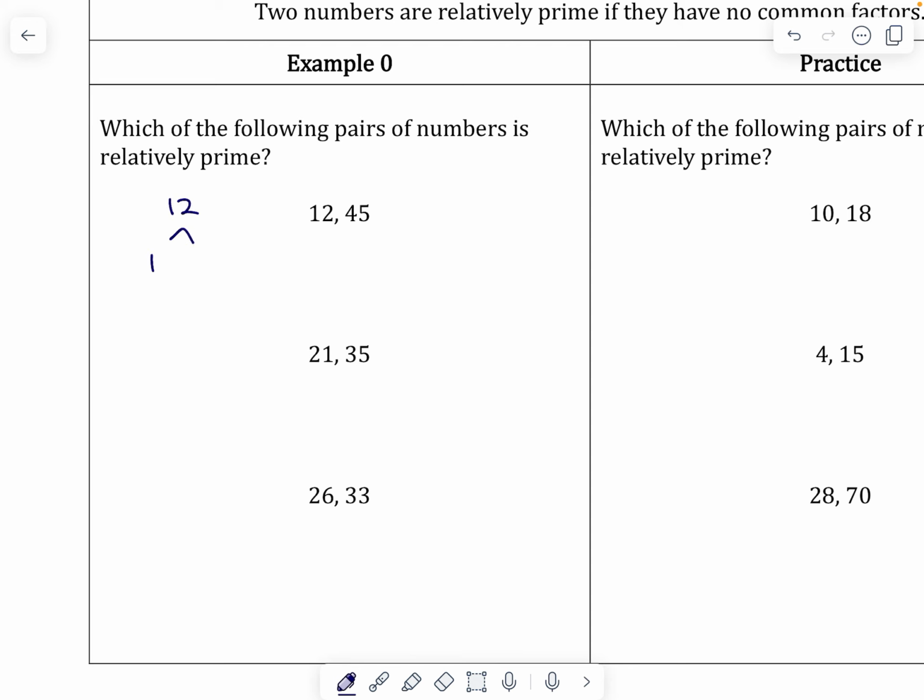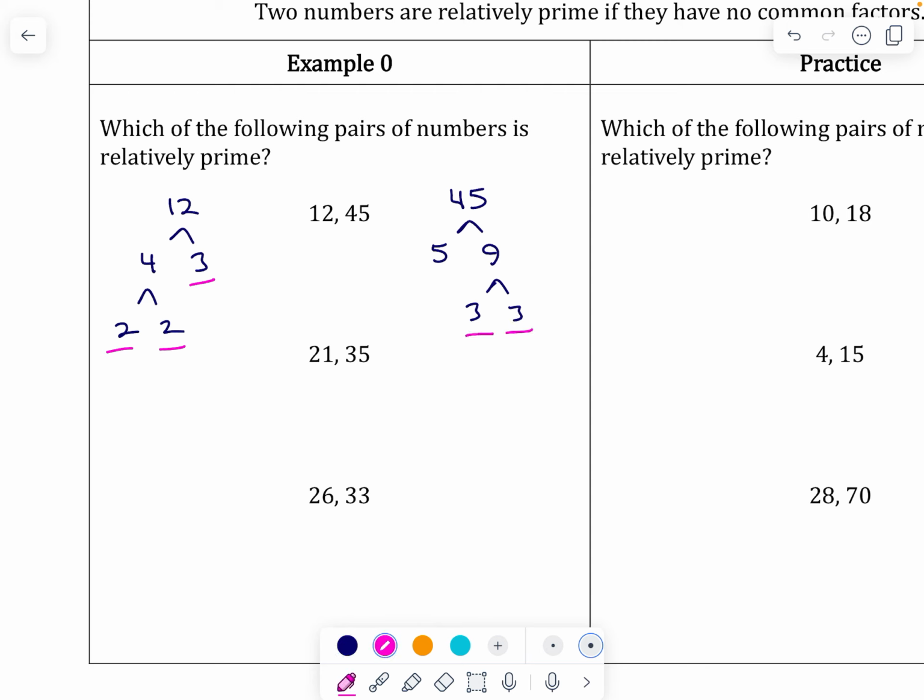12 can be broken down into 4 times 3, and 4 further into 2 and 2. So 12 is 2 times 2 times 3. Do the same thing to 45, which can be broken down into 5 and 9, and then into 3 and 3. Notice that both of these factor trees have at least one 3, right? 12 and 45 are both divisible by 3. Thus, these numbers are not relatively prime.